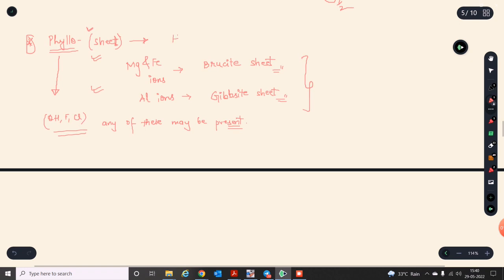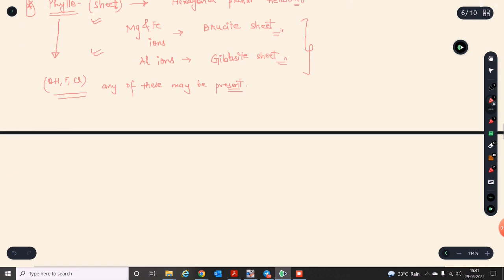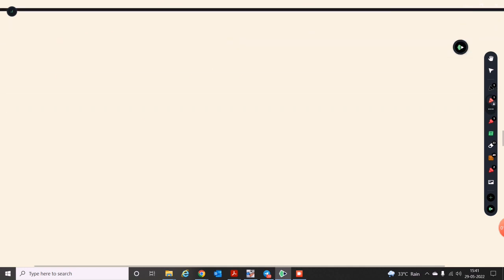So these sheets basically form a hexagonal planar network in phyllosilicates. Okay. So examples are mica, chlorite. You can have such kinds of examples.